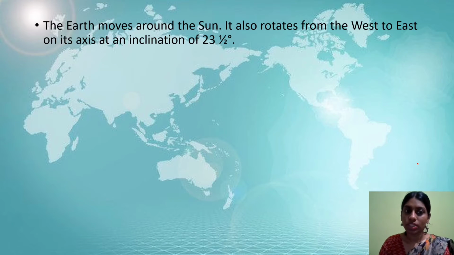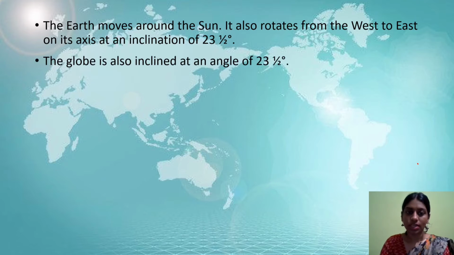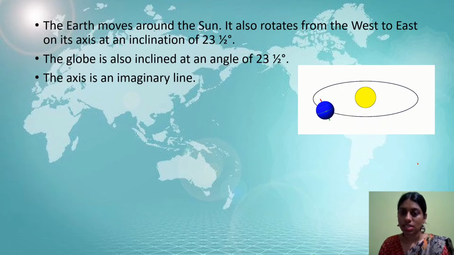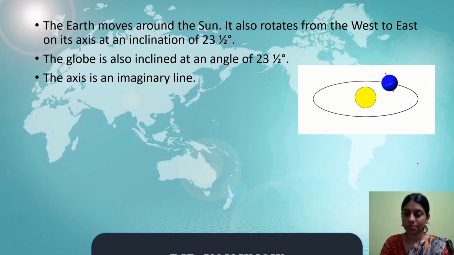Now we will see how the Earth revolves around the sun. So the Earth rotates around the sun from west to east at an angle of 23.5 degrees. You can see this line here around which the Earth rotates. This line is called the axis. This axis is not actually present, but it is an imaginary line.